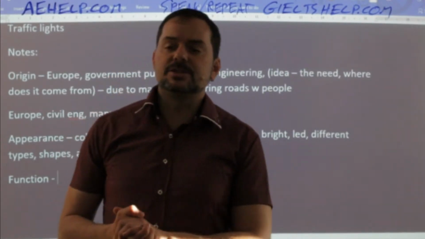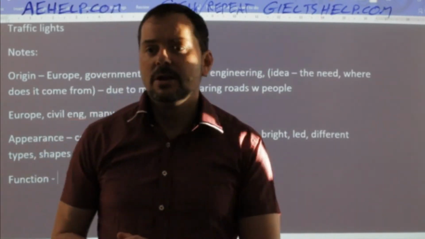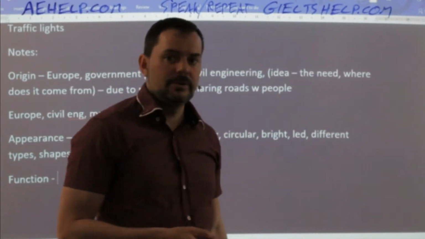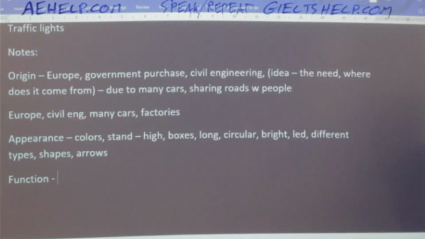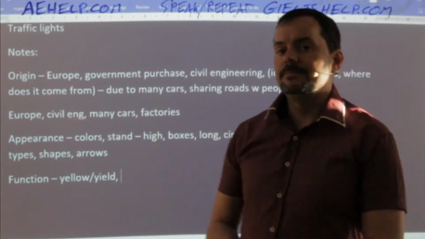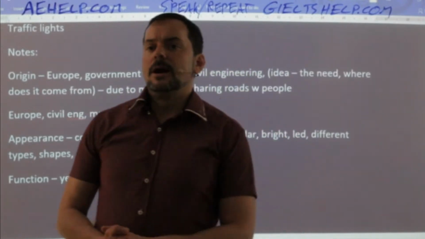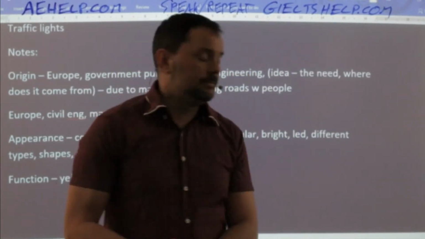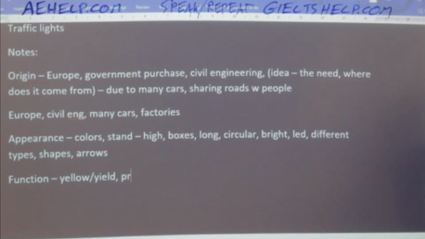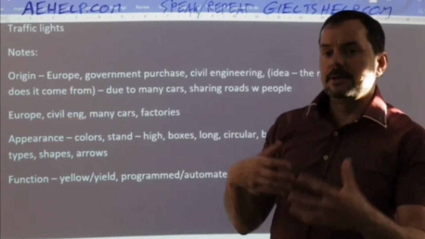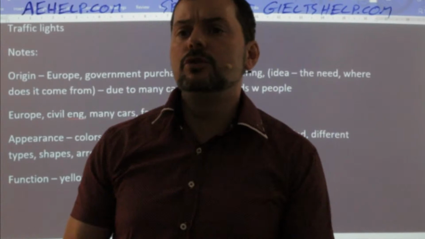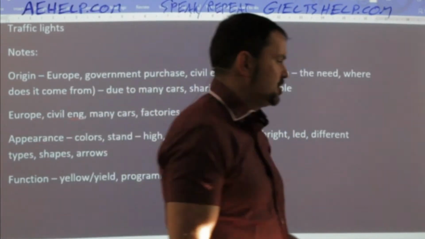Janelle says red is stop, yellow is ready, green is go. Or yellow is yield as well. I wouldn't write down red, stop, or green, go, because I think that we will remember. But how do they work? They work automatically, Rashika says, so they're programmed. Sure, that's good. Keep it simple. You're talking to an alien. Where do you usually find them? Intersections, right?